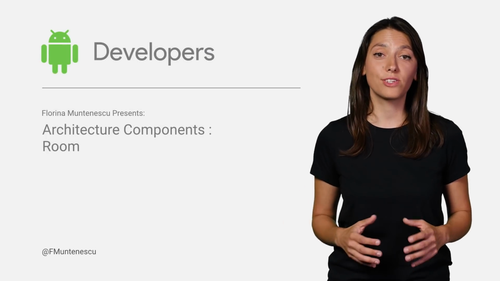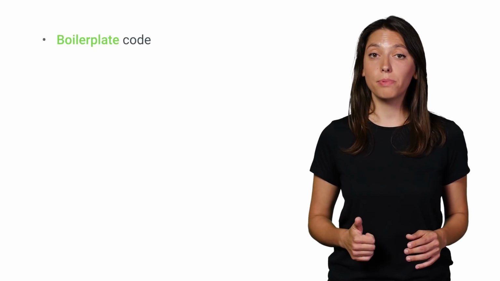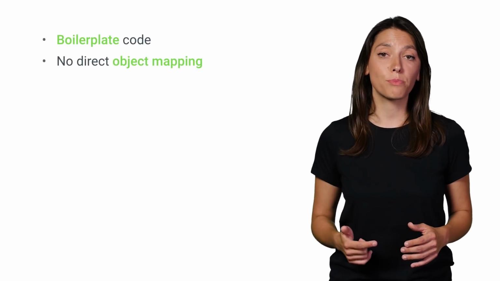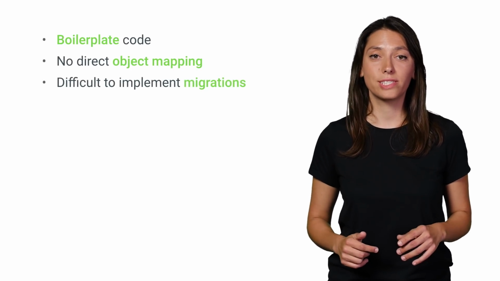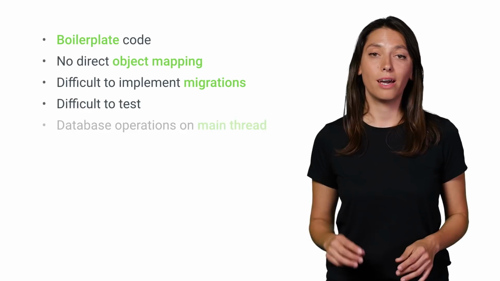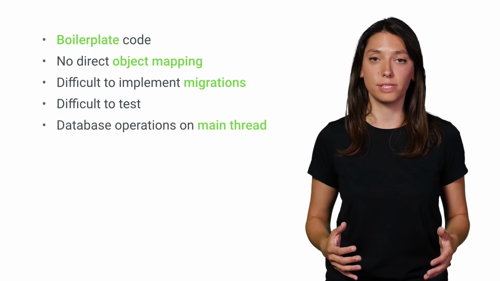Working directly with SQLite databases in Android has several drawbacks. You have to write a lot of boilerplate code, you have to implement the object mapping for every query you write, it's difficult to implement database migrations, it's hard to test the database, and if you're not careful, you can easily do long-running operations on the main thread.